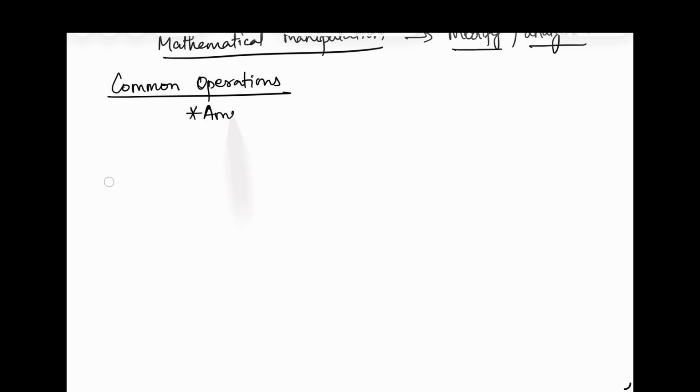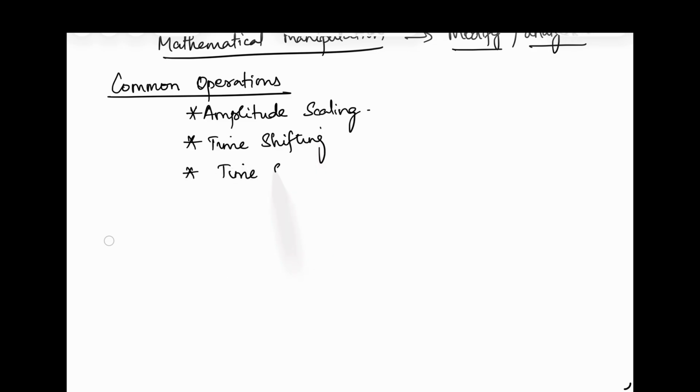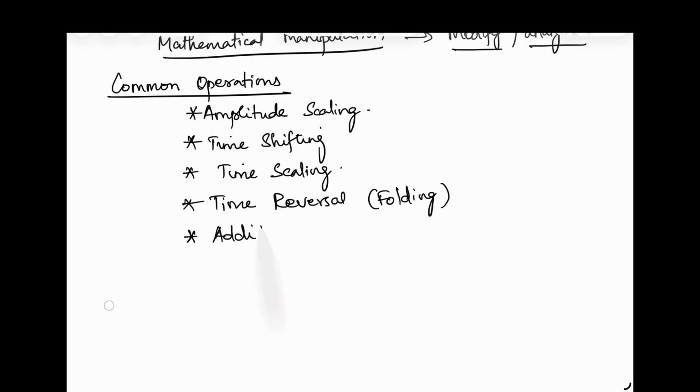The first one is amplitude scaling. We'll see about the different types of common operations, and in the next video we'll see the different problems. The next thing is time shifting, and then we have time scaling, time reversal. Time reversal, or otherwise we'll also call it time folding of the signals, and then all the basic operations that can be performed on signals such as addition, multiplication, subtraction of signals, then integration, differentiation. So these are all the operations that could be performed on a signal.